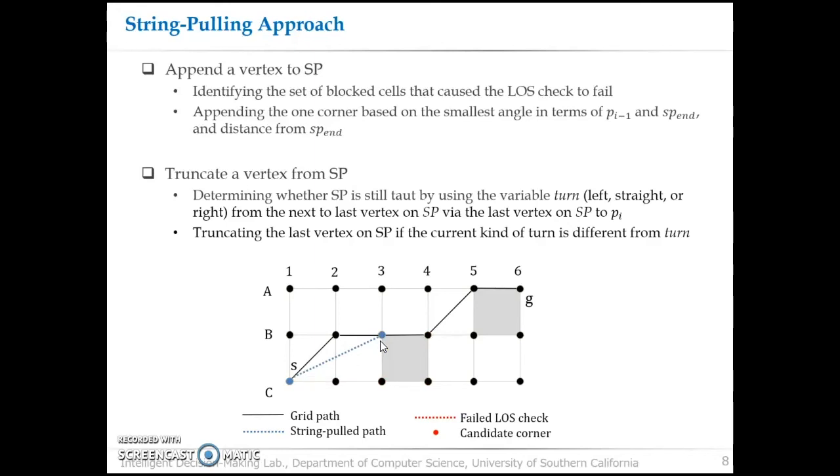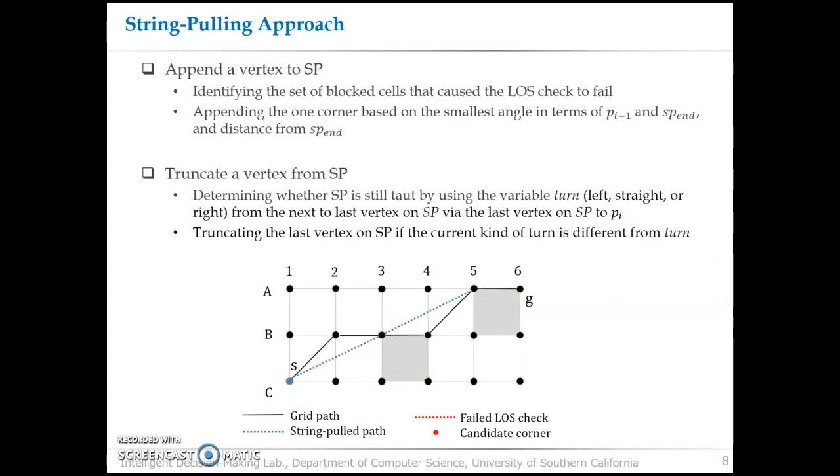When SP starts to turn in a different direction without LOS failure, it is no longer taut, so we remove the last vertex from it to make SP taut again. To do that, we use a variable turn that keeps the kind of turn of SP, categorized as either left, straight, or right. For example, when B3 is appended to SP, the resulting turn of C1, B3, B4 is in the right direction, and it is recorded in the variable turn. In a later iteration, the current turn of C1, B3, A5 is straight, which is different from the one stored in the variable turn. So we remove the last vertex, B3, from SP.